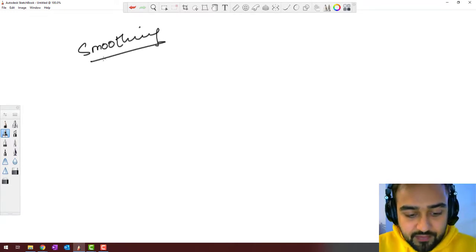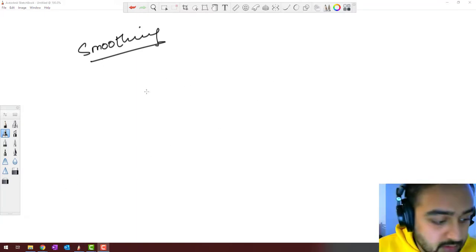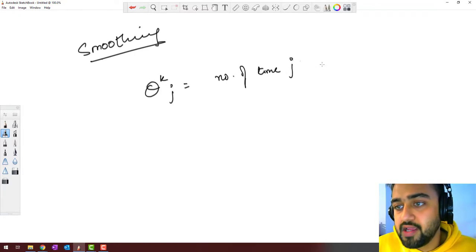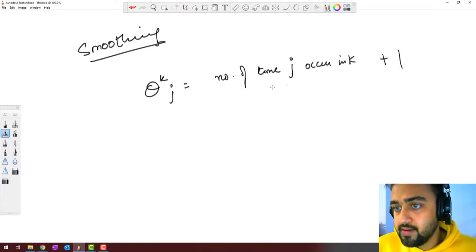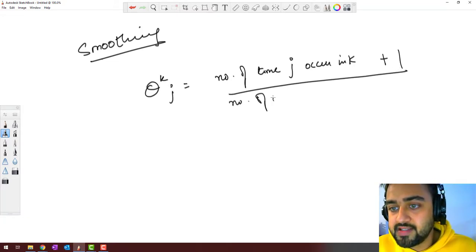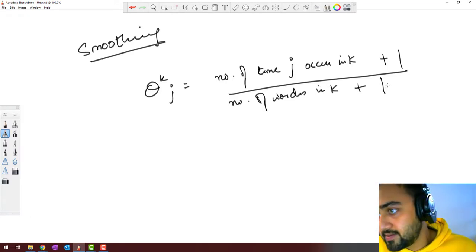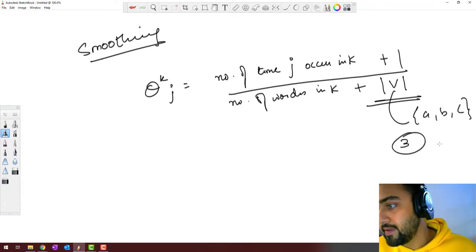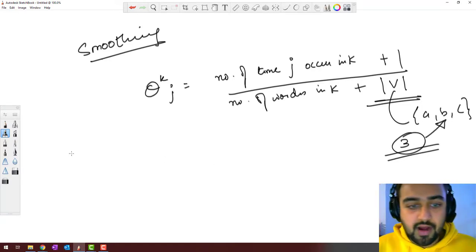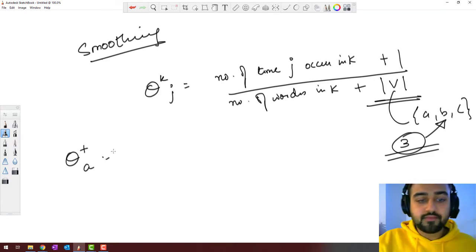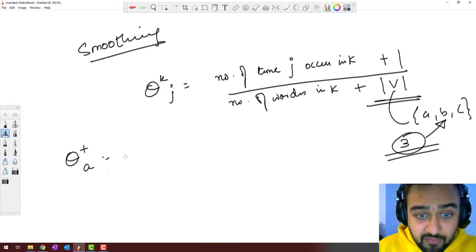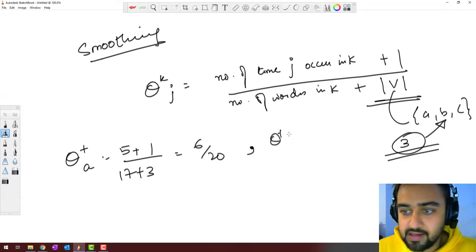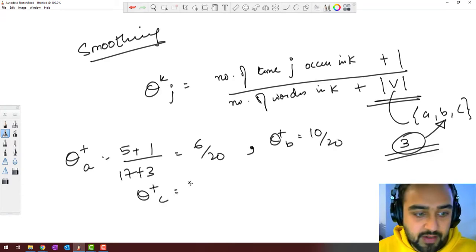in the multinomial as well. So in multinomial smoothing, theta kj becomes the number of times word j occurs in k, plus 1, divided by the number of words in k, plus mod of V. What is this mod of V? V was our vocabulary, that was a, b and c, and the size of the vocabulary would be 3 in this case, right? So our new thetas would become 5 plus 1 by 17 plus 3, which equals 6 by 20. Theta plus b would become 10 by 20. Theta plus c would become 4 by 20.